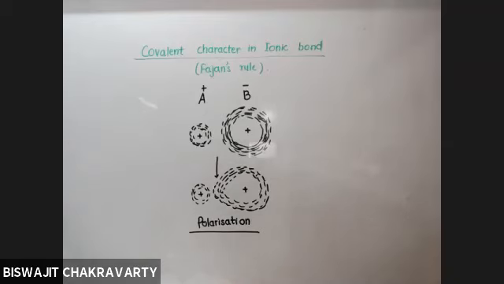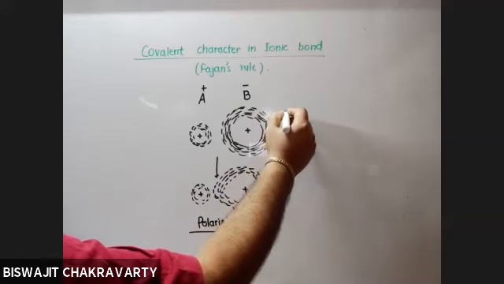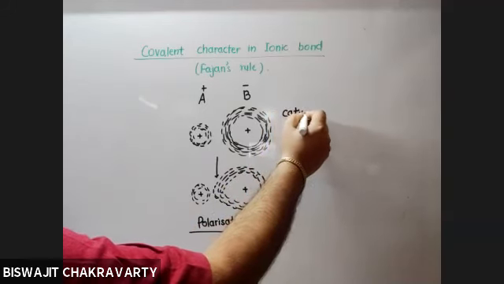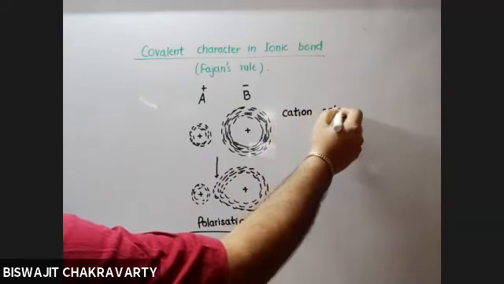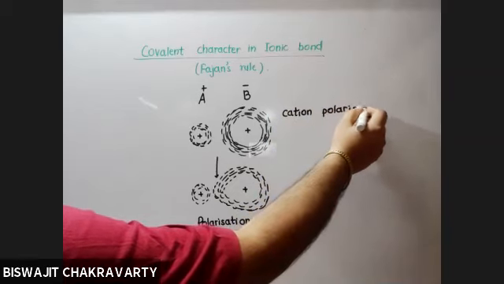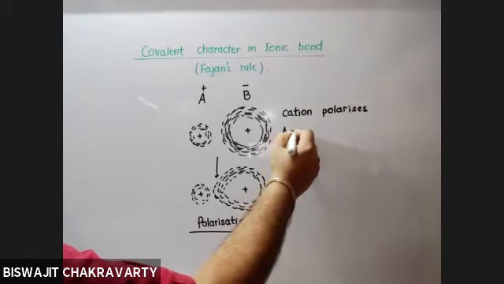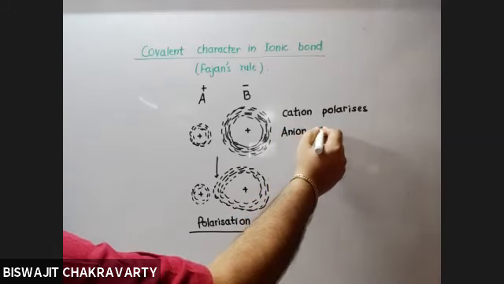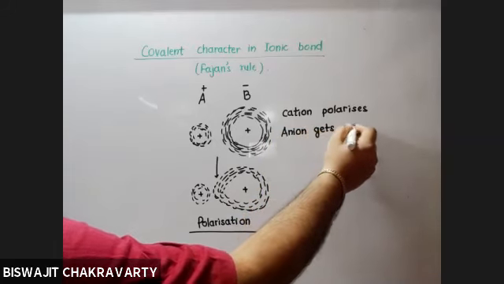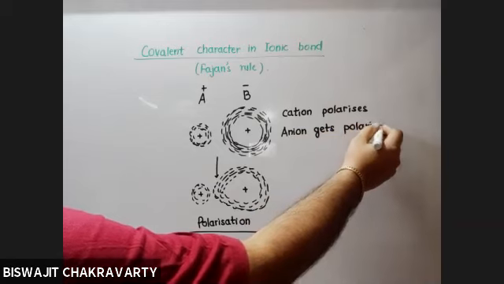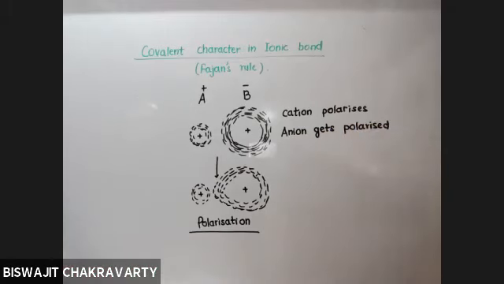Cation. So we say that cation polarizes and anion gets polarized. Understood? Any doubt up to this much? You must understand each and every point stepwise, then only you can understand the whole rule. Up to this much, is it clear?